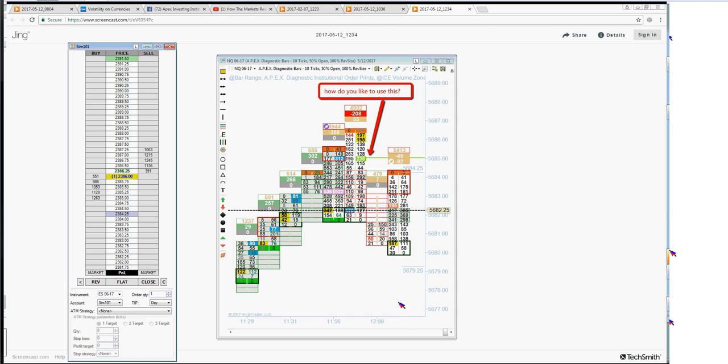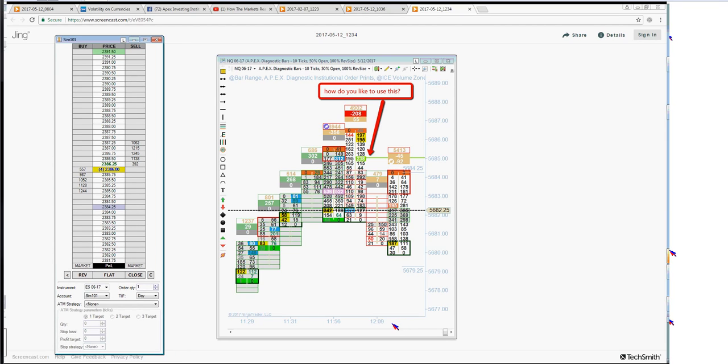If you don't see any blocks, your block setting's too high. You see too many, your block setting's too low. So that's one of the things you have to play with.